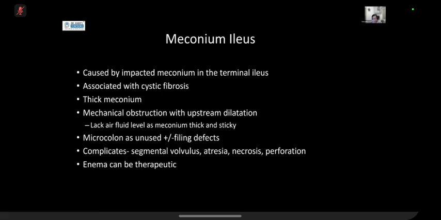So meconium plug, often you're thinking is a plug of meconium causing microcolon on the left side, and meconium ileus is where you have microcolon of the whole colon itself, and it's because you've got impacted meconium in the terminal ileum. Okay, so what we need to do during the fluoroscopic study is make sure that we get contrast refluxing back as much as we can into the small bowel, into the ileum, so that we can look for these filling defects.